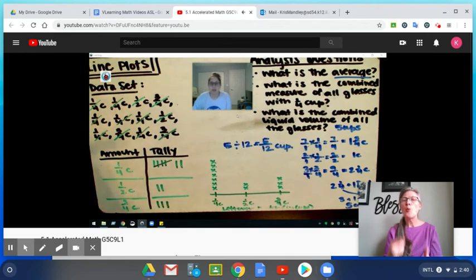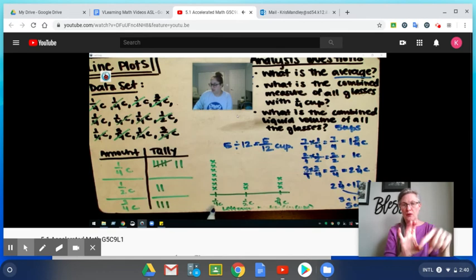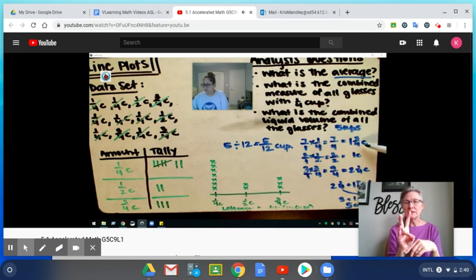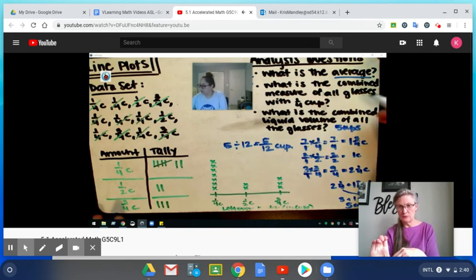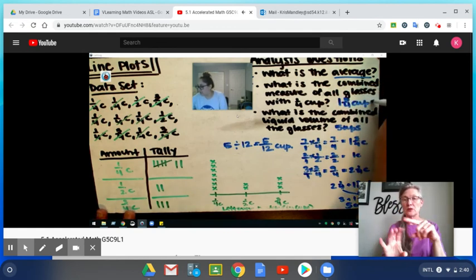What is the combined measure of all glasses with 1/4 cup? So I want to know, out of this 1/4 cup, what's the total amount of liquid volume we have that had cups that were filled with 1/4 cup of liquid? And we already figured that out, right? If we go over here, we had 7 instances of 1/4 cup. We multiplied 7 times 1/4 and we got 1 3/4 cups. So our answer to this problem is 1 3/4 cups.